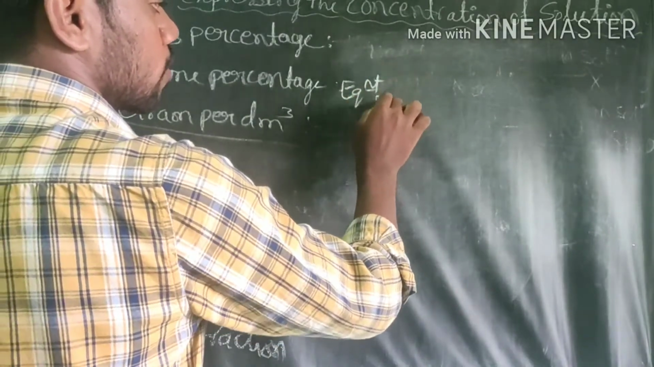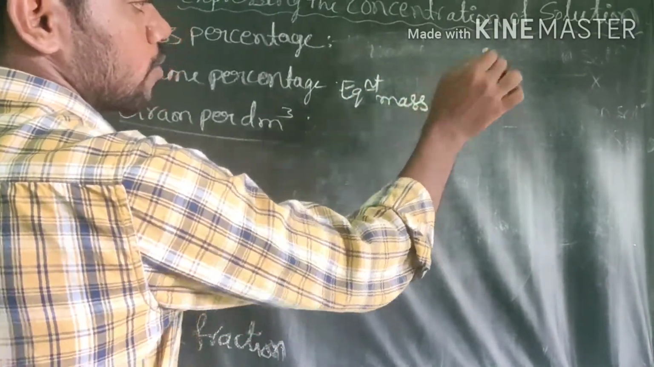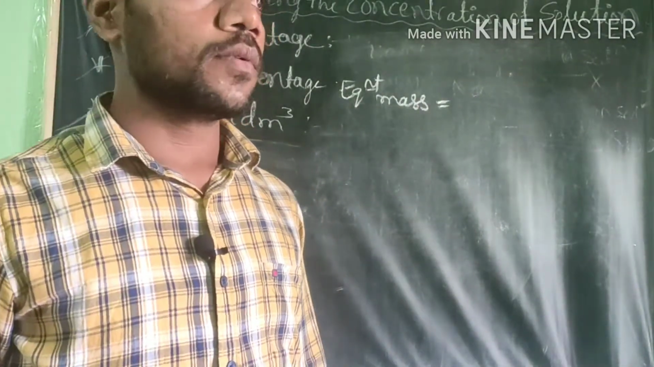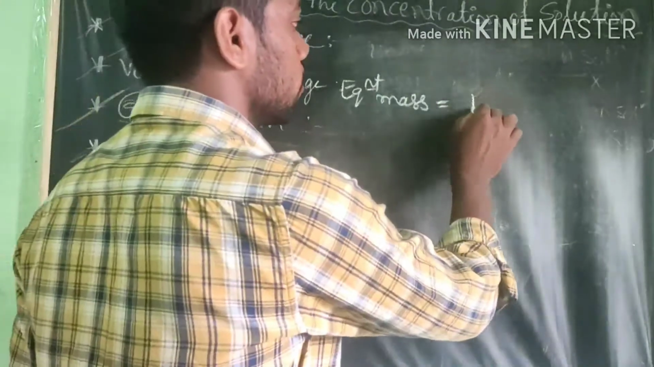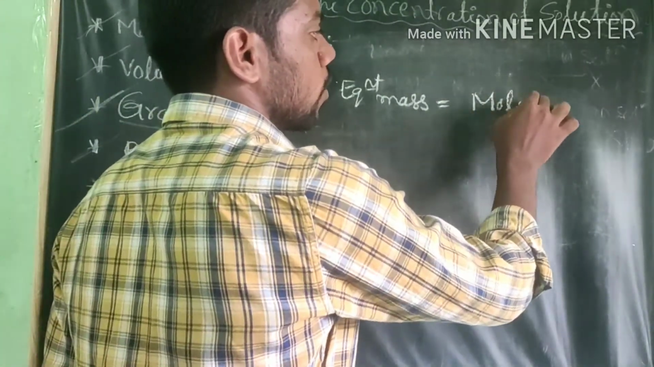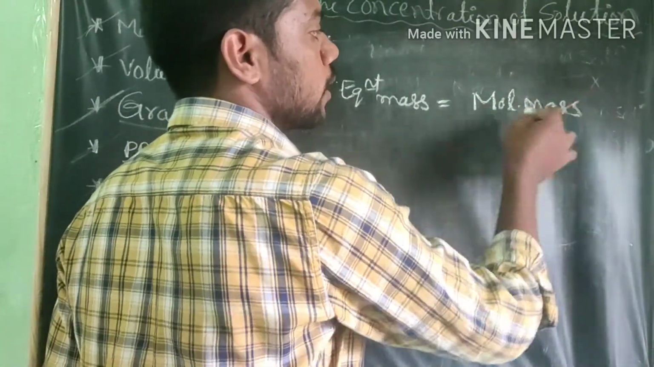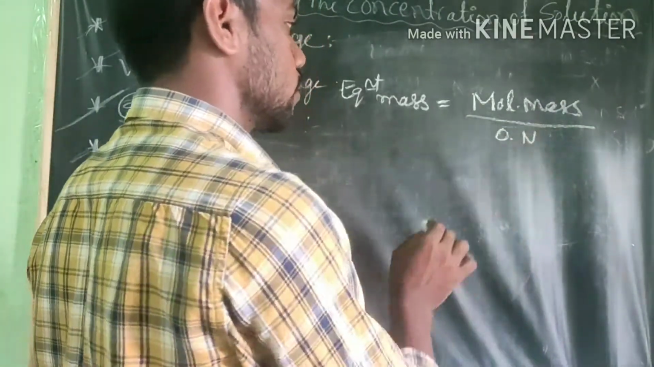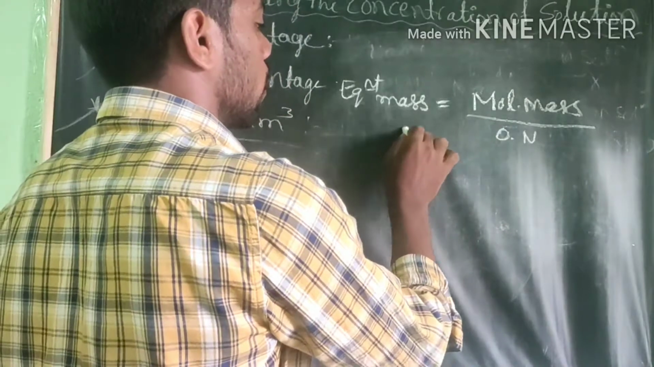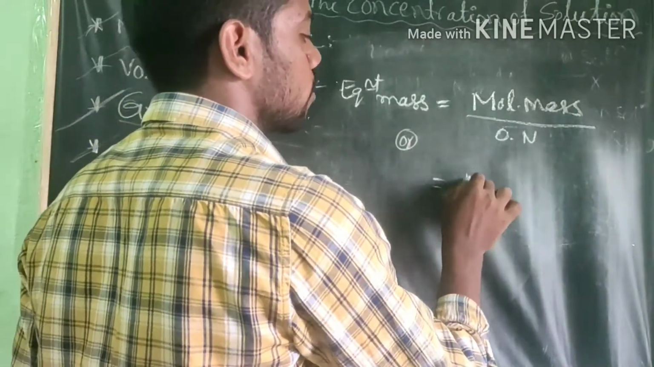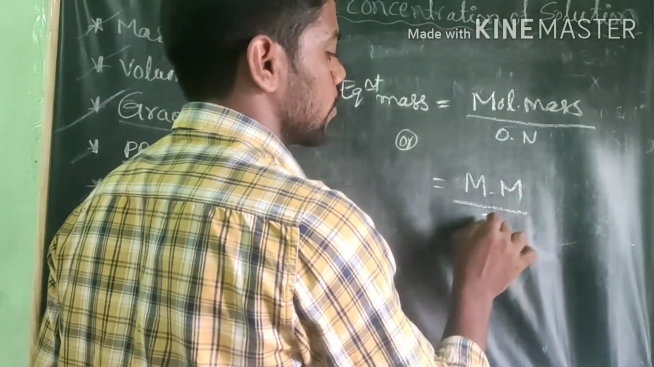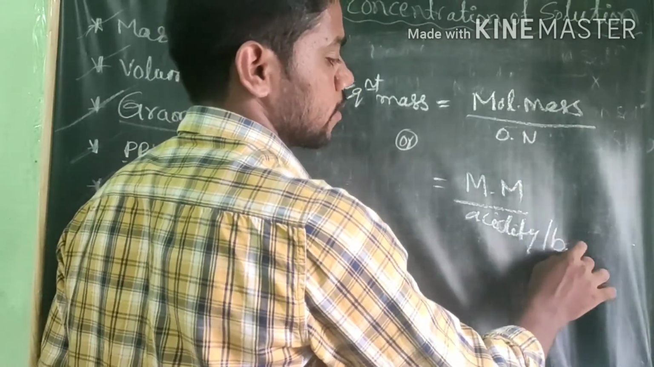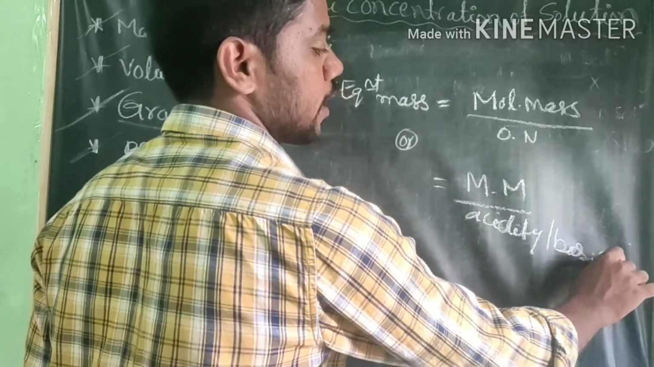What is equivalent mass? How to calculate this equivalent mass? I will tell you the simplest way. Equivalent mass is molecular mass divided by oxidation number, one formula, for redox. The equivalent mass is defined as the molecular mass divided by acidity or basicity.